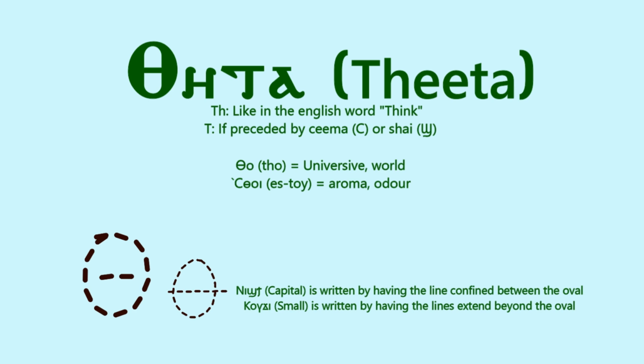This is like an English th in the word think. Word for this in Coptic is Thor, which means universe, but it is also pronounced as a T if it is preceded by a sema or a shai, which is an sh sound. So like the word istoi, which means aroma.